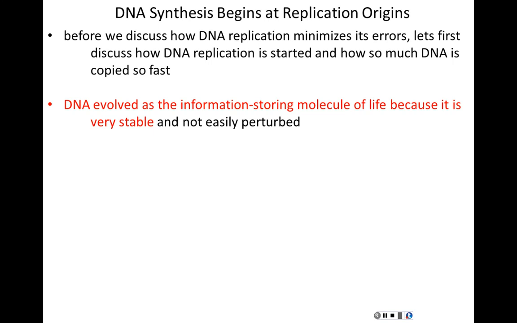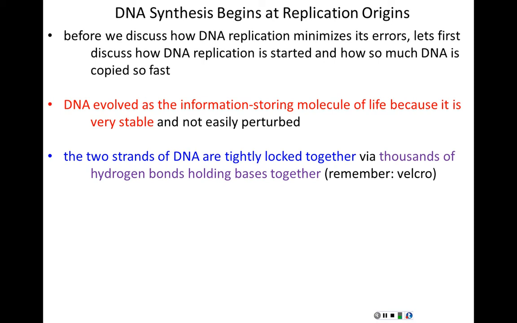DNA is obviously the information-storing molecule of life, and it evolved to have that capacity because it is so stable. DNA is a very stable molecule, it can survive very harsh treatment, and is not easily perturbed. One of the main reasons for this stability is that the two strands of DNA are very tightly interacting with each other through those thousands and thousands of hydrogen bonds which we talked about in the first lecture. Remember the analogy of Velcro. All of these hydrogen bonds between all of these individual bases serve to create a very strong force between these two strands of DNA, keeping them tightly locked together.